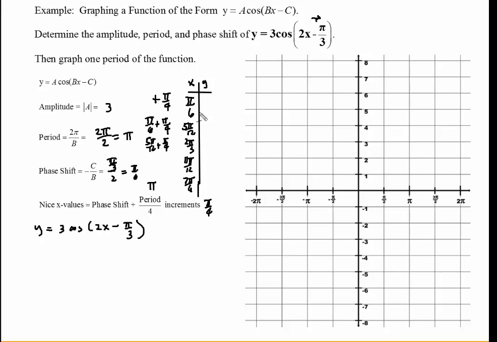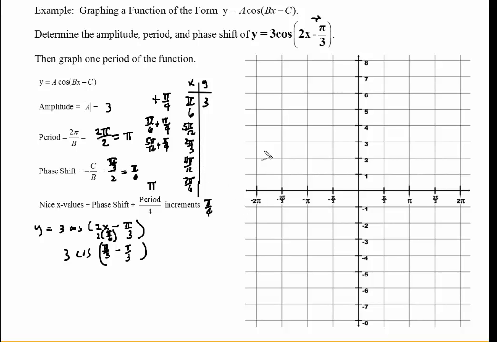All right, now at pi over 6, if you put that in here, you're going to get 2 times pi over 6, and I'll sneak this one in down here. So I tried to leave room to do a lot of stuff. Pi over 3. So you're going to have pi over 3 minus pi over 3, which gives you the cosine of 0 times 3, which is going to give us 3.